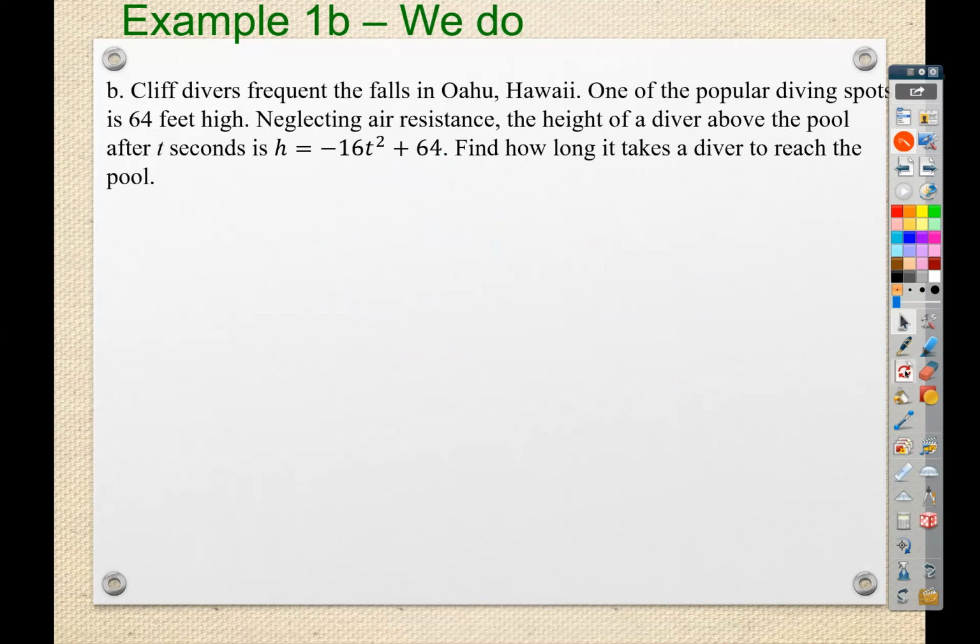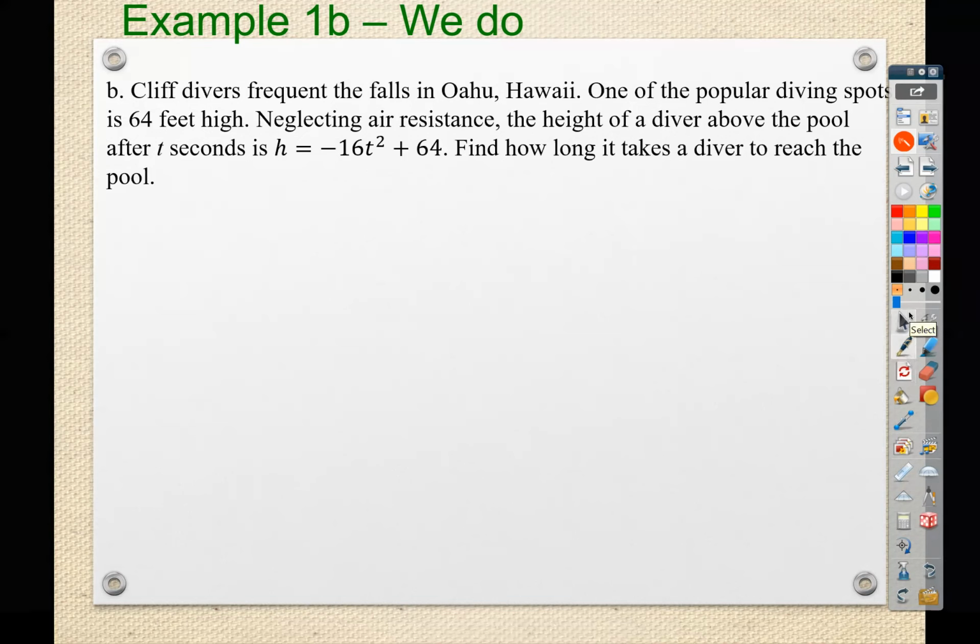Cliff divers frequent the falls in Oahu, Hawaii. One of the popular diving spots is 64 feet high. Neglecting air resistance, the height of the diver above the pool after t seconds is h equals negative 16t squared plus 64. How long does it take the diver to reach the pool? So again, it's wanting to know the time when the height is 0 when this diver hits the pool.